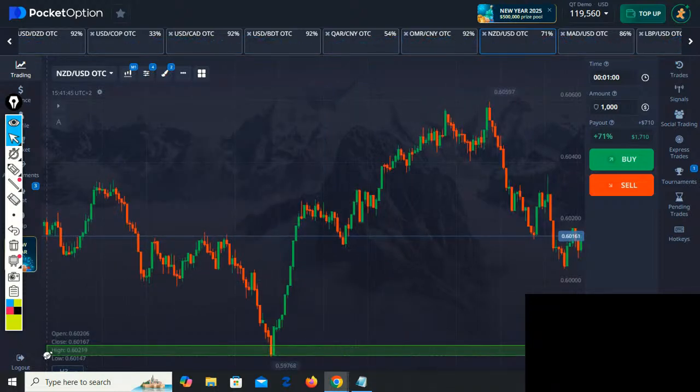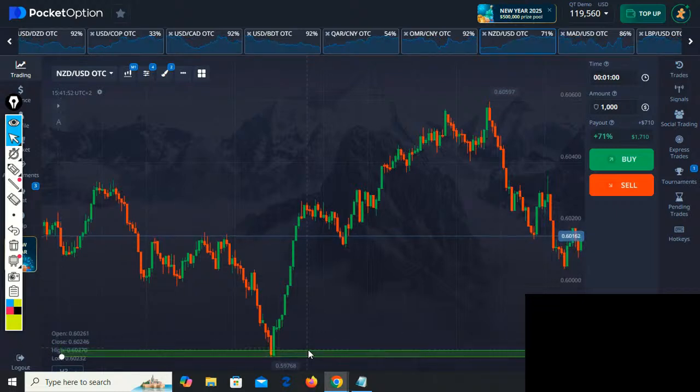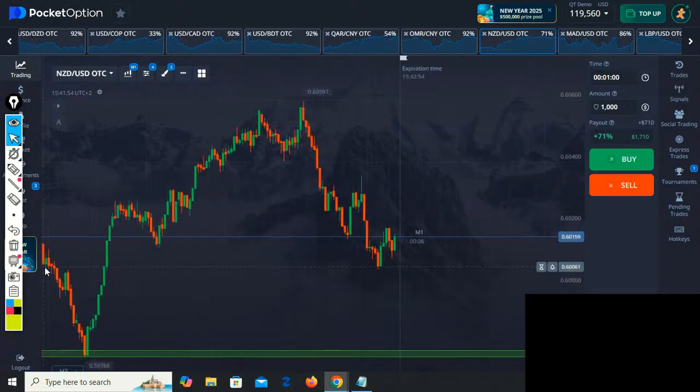Okay, let's reduce the size of our entry zone and push it a little bit down. Right, we have our entry and alarm.